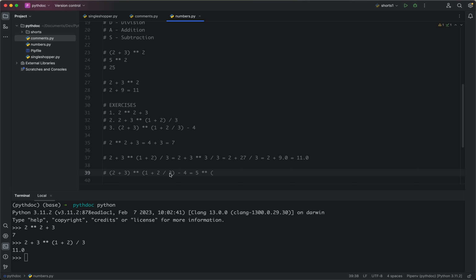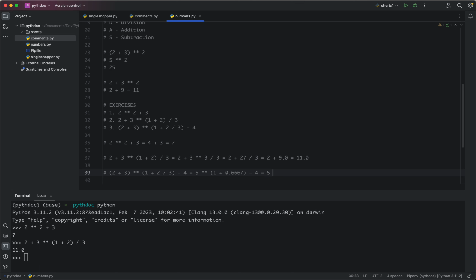And so 2 divided by 3 would give us 0.667. I would just approximate that. That is what we get by doing 2 divided by 3. And if we have 1 plus there, and we do this, we close that parenthesis, and we do minus 4. And so let's complete this. We still have a parenthesis.